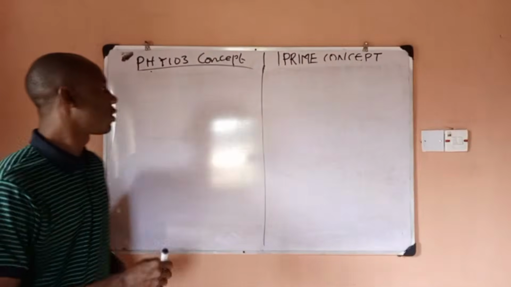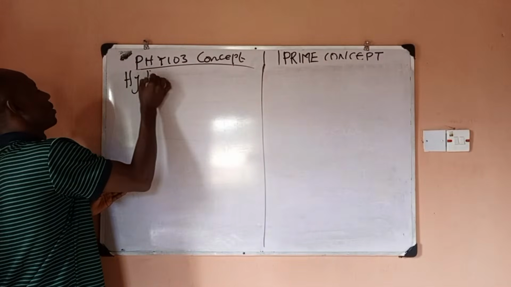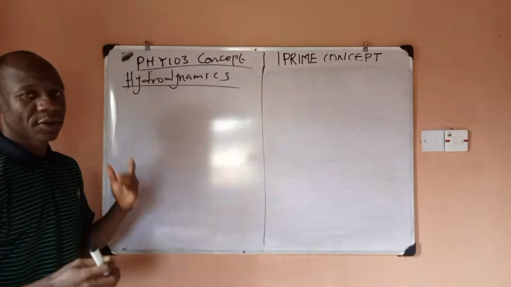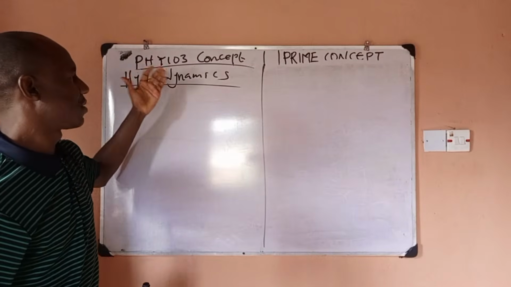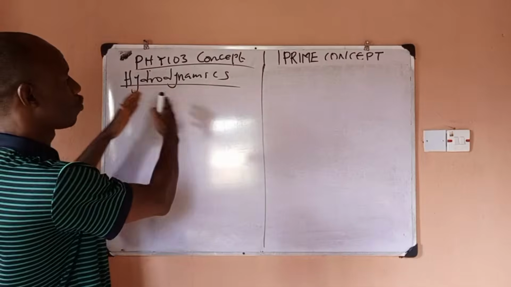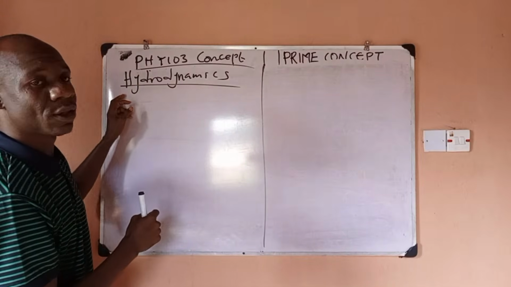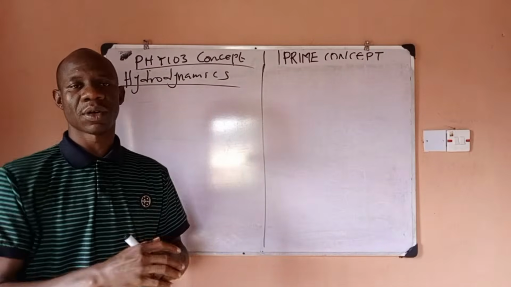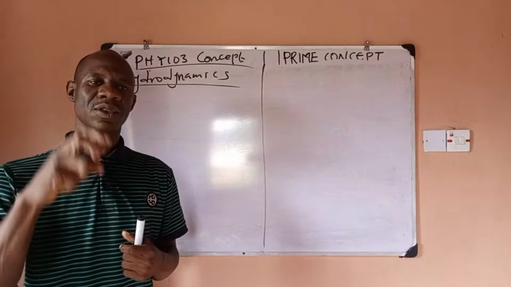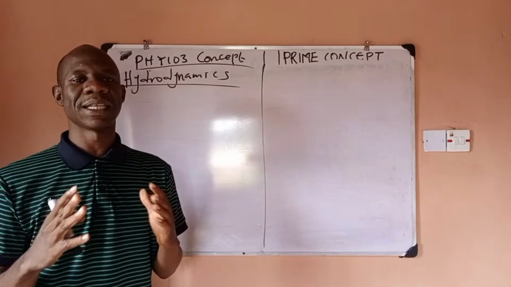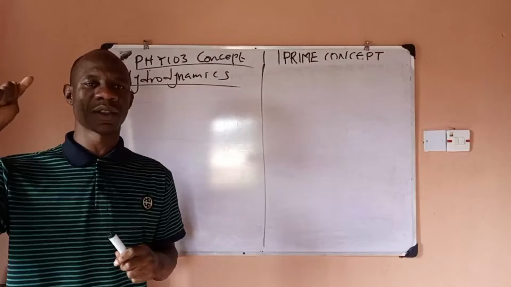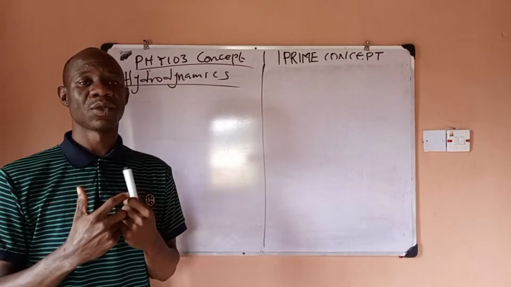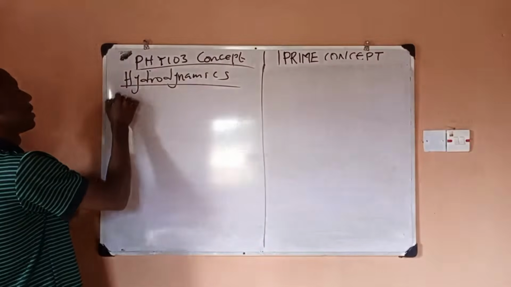Now we want to start by looking at hydrodynamics. Of course, you know that hydrodynamics is a compound word, made of two parts. One part is hydro, and the other part is dynamics. Hydro is always talking about fluid. Dynamics talks about something that is changing. So what is hydrodynamics? Hydrodynamics is the study of fluid that is moving, or fluid that is flowing.